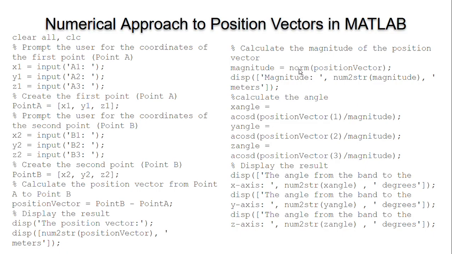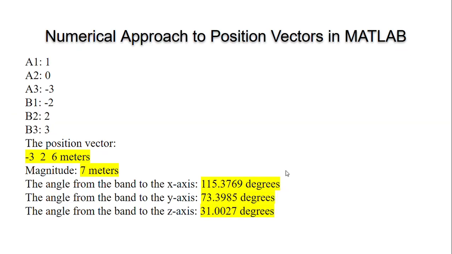For the magnitude, all we have to do is use the norm command, and that'll do the square root of everything squared, and that'll give us the magnitude, and then we'll display that. And then for the angle, we're doing it sort of traditionally, which is to say pseudo-analytically. We'll take the arc cosine, which is cosine inverse, in degrees. The x angle will be equal to the arc cosine in degrees of the position vector x over the magnitude, and then we do that for y and z, and that'll give us all of the angles from the coordinate axes in degrees. And as we can see, we get -3, 2, and 6, so we get the magnitude of 7 meters, and we get all of the same answers for our angles, and that means that it worked numerically.